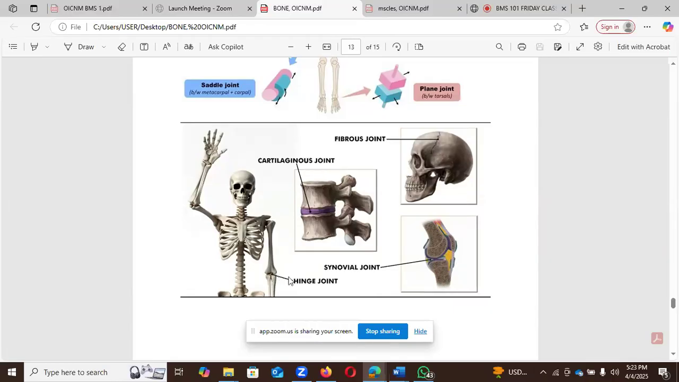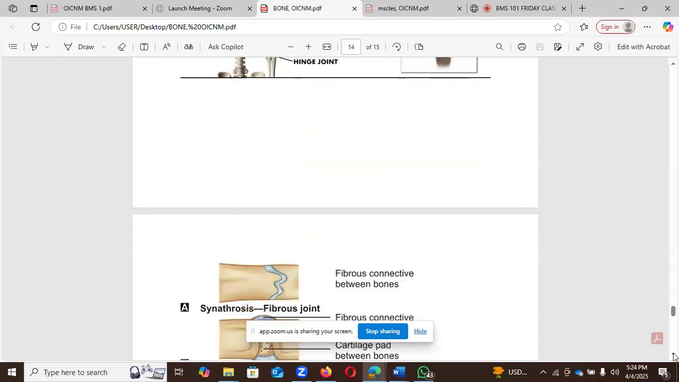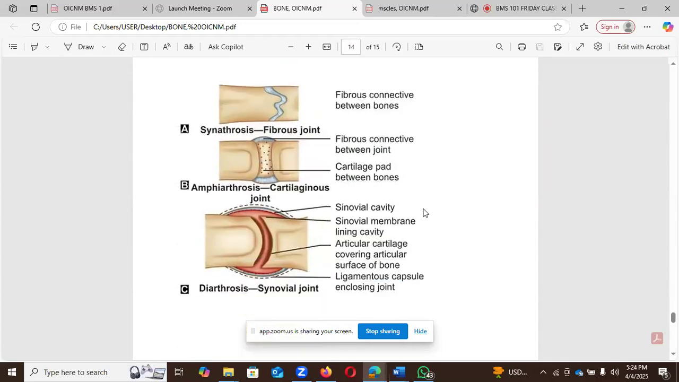Okay, and if you look at the hinge joint now, a subtype of synovial joint, it can be found in the elbow. Again, look at the fibrous joint, which forms a fibrous connective tissue between bones, so it can be found in the skull bone. So this is how the fibrous joint looks like. Okay, synarthrosis joint, fibrous joint.